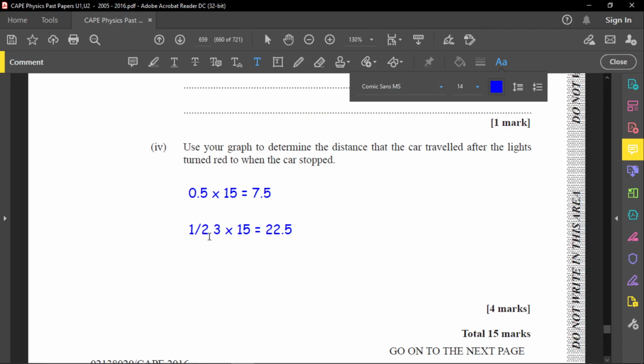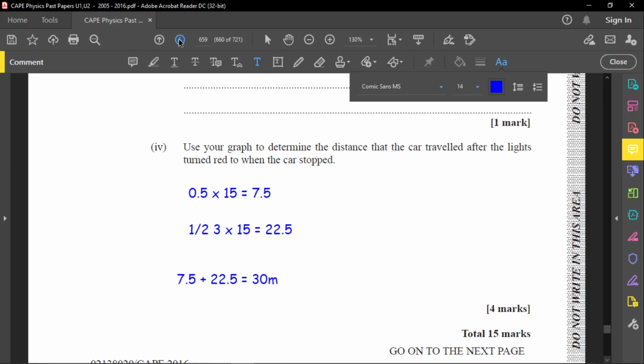All right, so just to make a note of that, you could also say 3 multiplied by 15 divided by 2. It still works out. And so the distance traveled here will be 7.5. Add that to 22.5, and that will equal 30 meters. So that will be the distance traveled based on the graph.